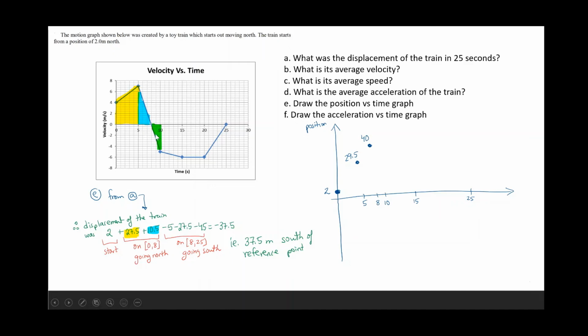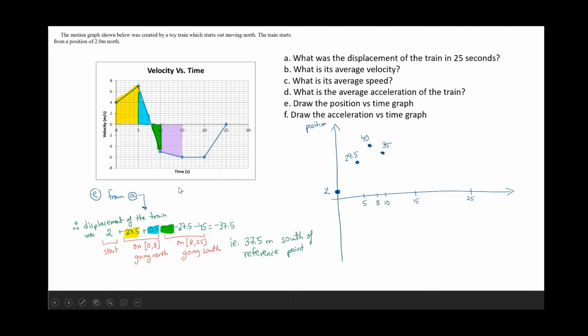Next, velocity went in the negative. That means the train turned and went in the other direction. So it stopped and started reversing. This area was 5, but it's negative because it's going in the opposite direction. So the train now is coming closer back towards the origin. So we're now at 35 meters from the origin or reference point.